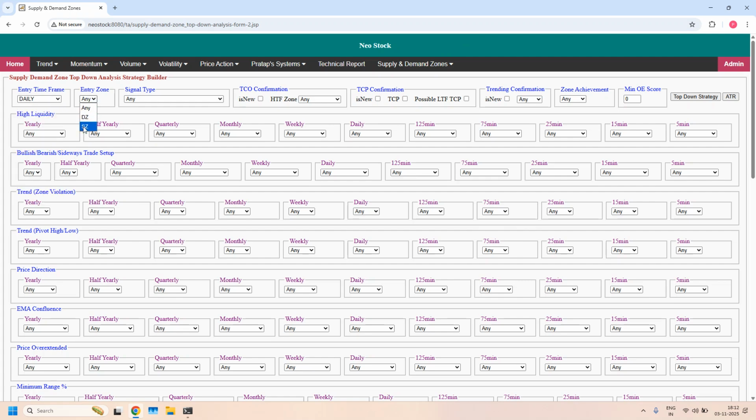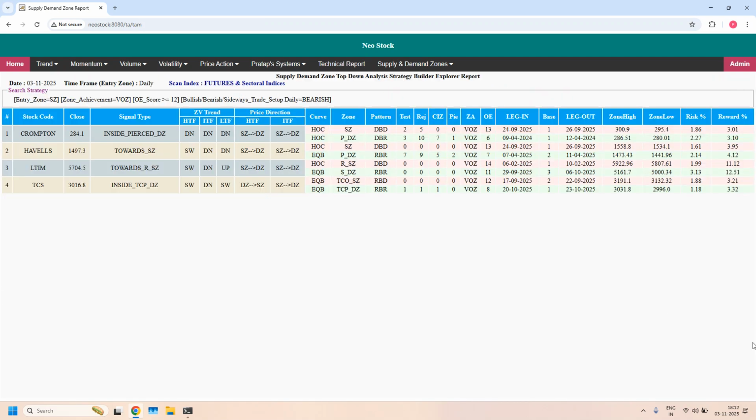Entry time frame daily, entry zone, supply zone. Here bearish, zone achievement VOZ, minimum order enhance score 12. We got 4 stocks. Out of all, the entry time frame zones are daily supply zones. Let's filter high probability trade setup supported stocks.